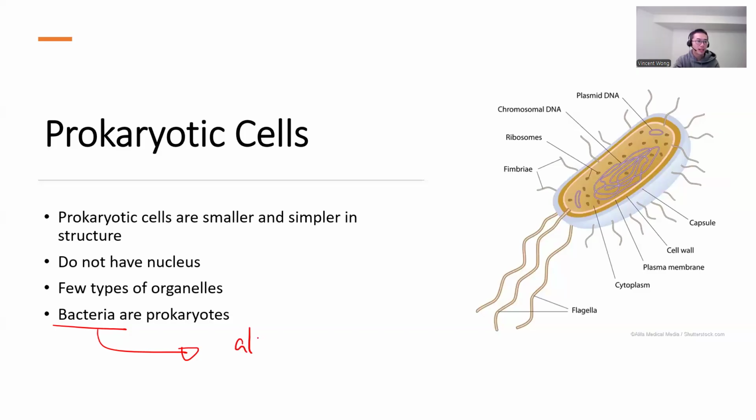Anything else besides Salmonella? E. coli, yeah, Escherichia coli, that's right. So these are all examples of prokaryotes. Listeria is another big one. They usually contaminate cold cuts and stuff like that.